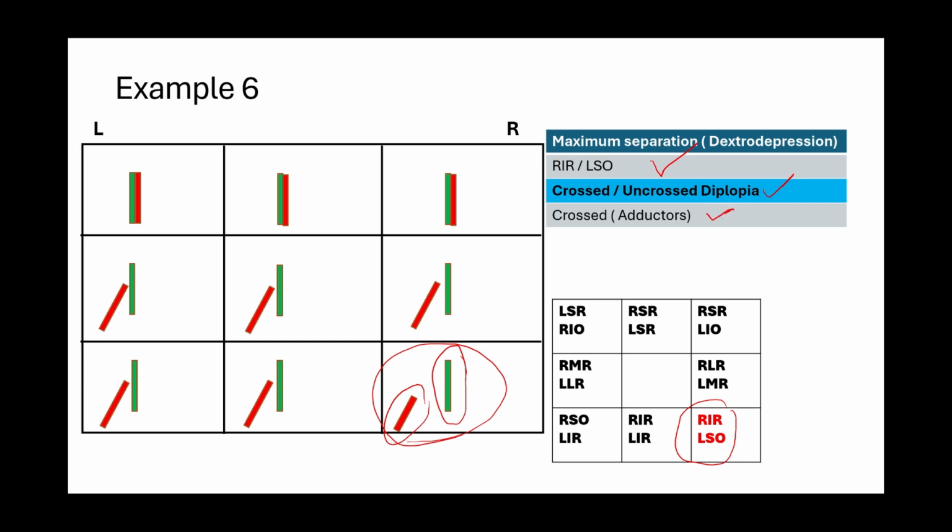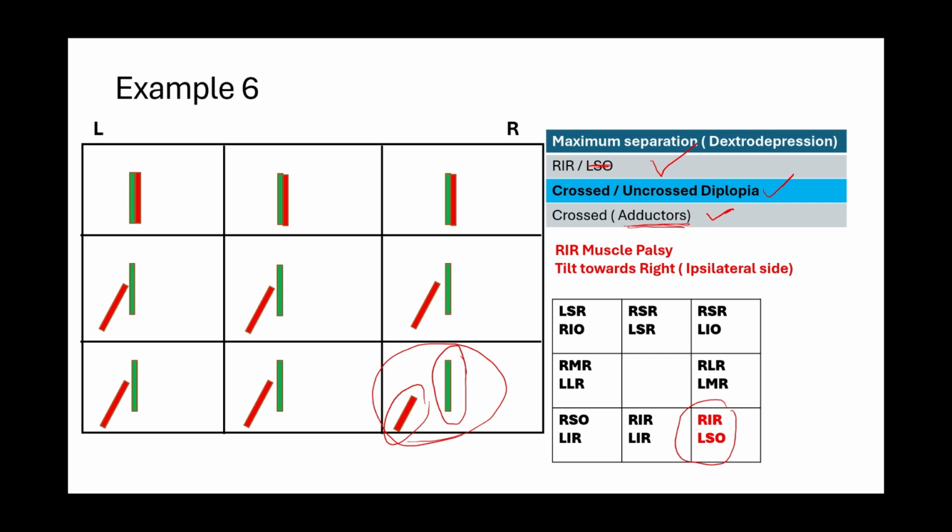If it is crossed diplopia, then the adductors are the culprits. What is the adductor here? We know that vertical recti are adductors. So that rules out the left superior oblique. So our muscle of concern here is the right inferior rectus. Let's see. Yes, it is right inferior rectus muscle palsy.